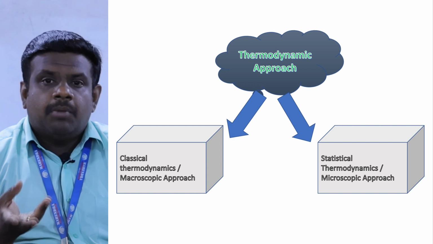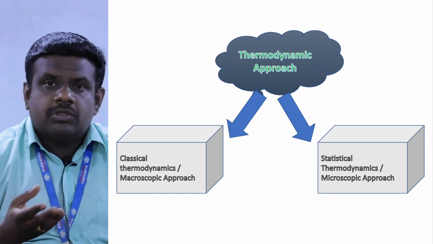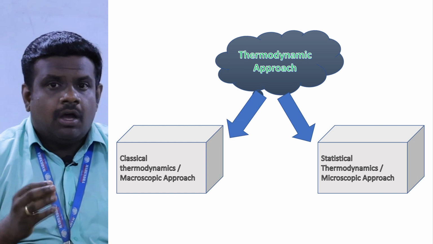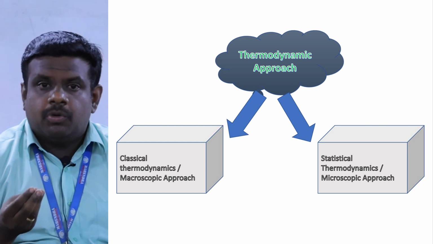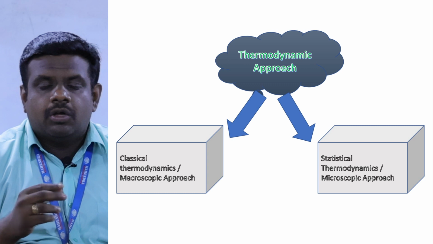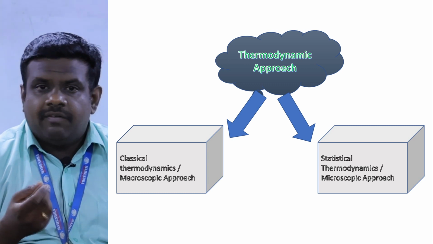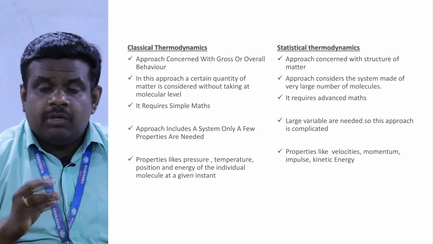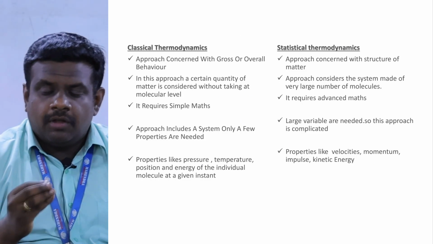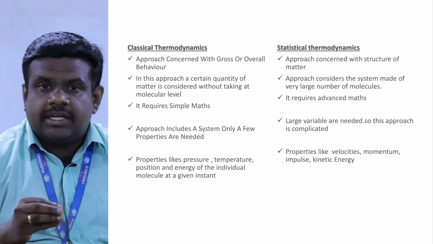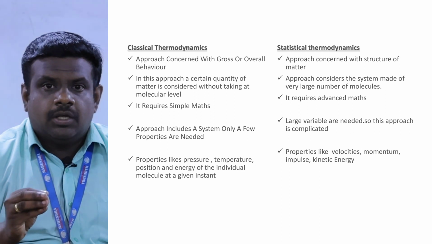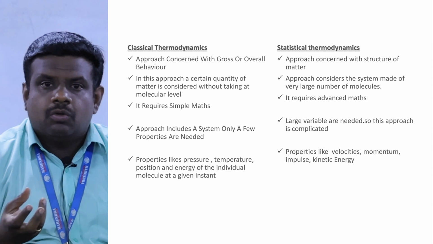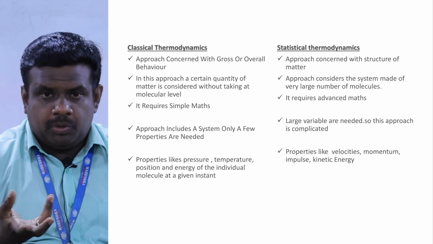By way of thermodynamic approach, there are two types of approach. One is classical thermodynamics, or the macroscopic approach, and the other is statistical thermodynamics, or the microscopic approach, where the names signify macro and micro. When I do an experiment, the values we take directly are used in the macroscopic approach. By applying some formulae and then getting values, it is called the microscopic approach.